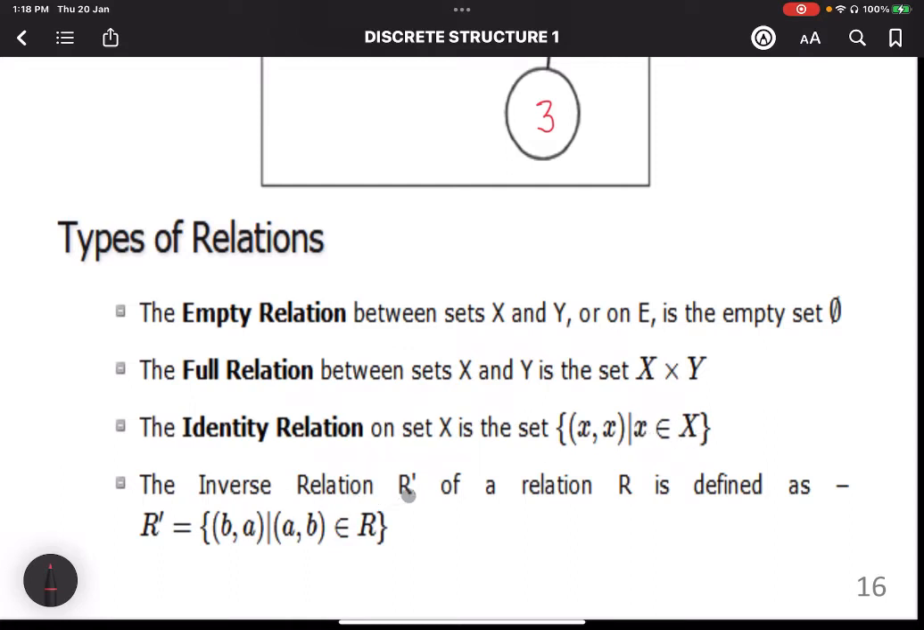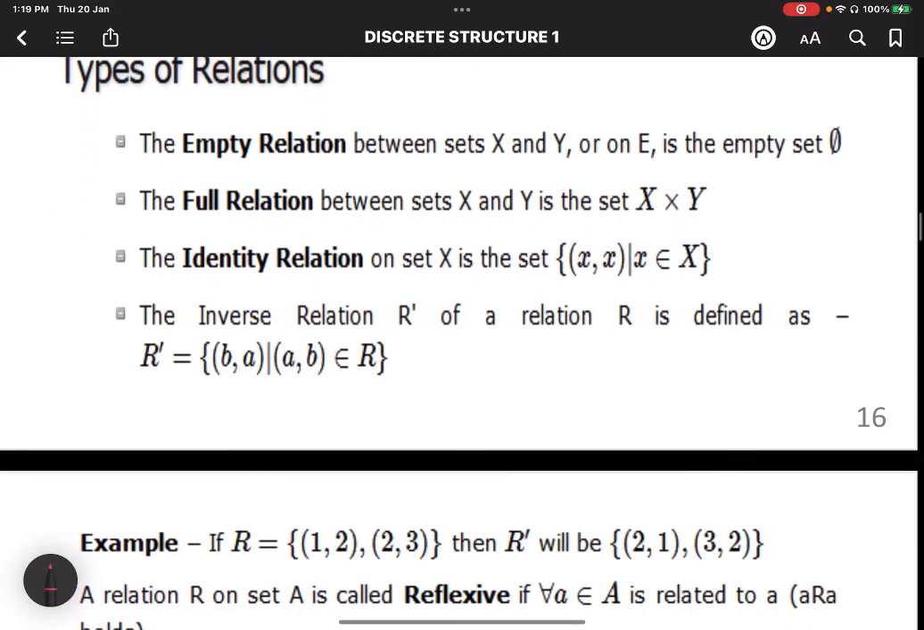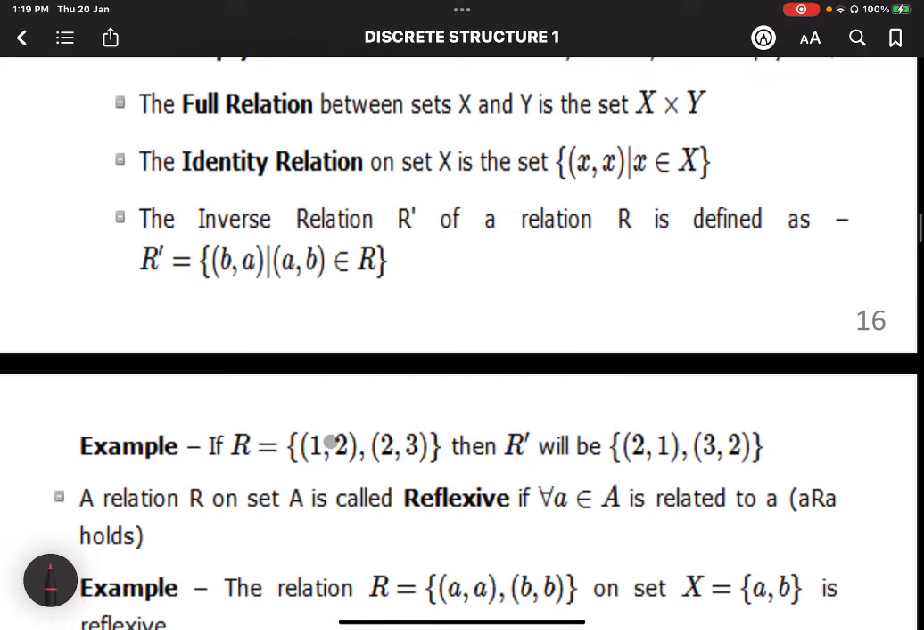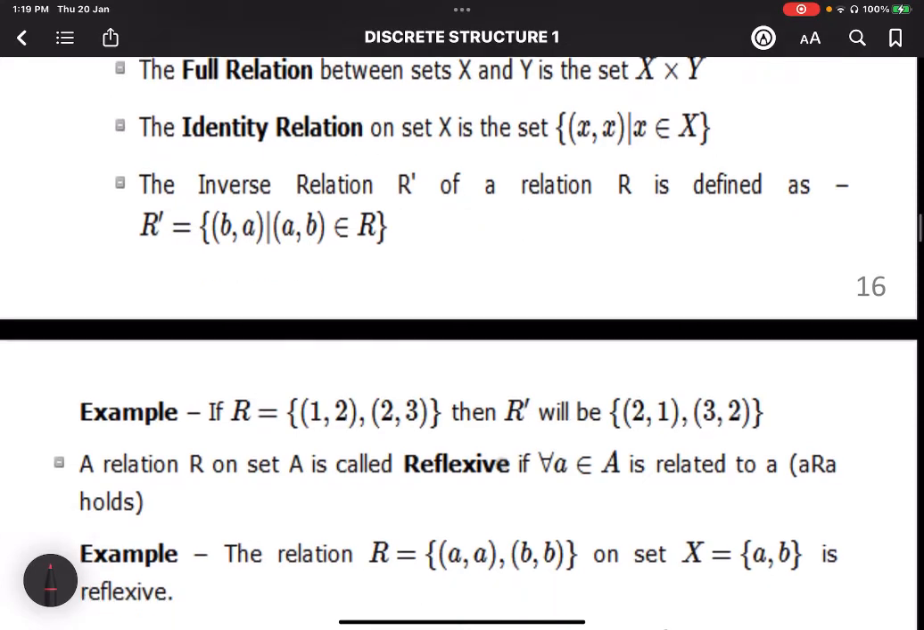So the inverse relation R complement of a relation R is defined as R complement is equal to any (B, A) where (A, B) is an element of R. Okay, so we have the inverse relationship example, no? So example (1, 2), (2, 3), then R complement will be (2, 1) and (3, 2).